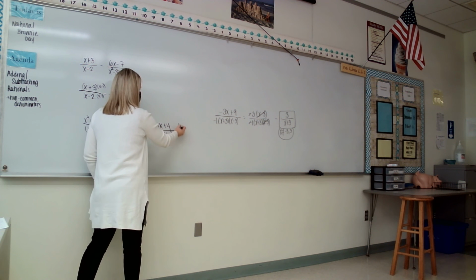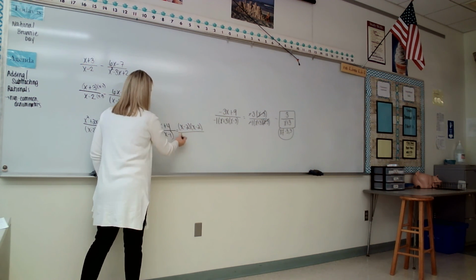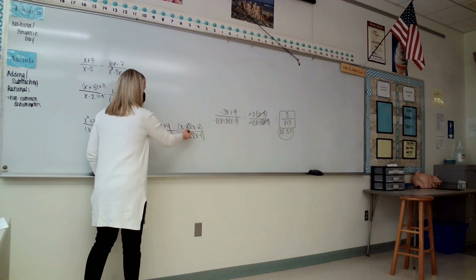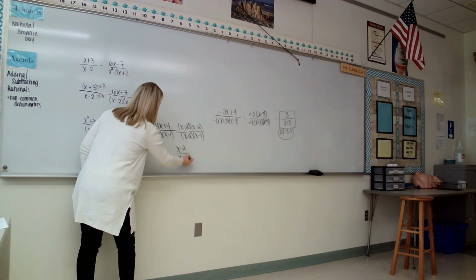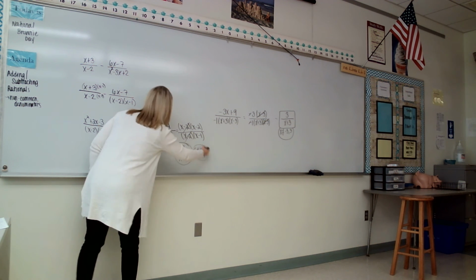I can factor that, right? X minus 2, x minus 2. We have a common factor. Sorry, I know I'm rushing. And my final answer is x minus 2 over x minus 1, with the restriction that x cannot equal 2.